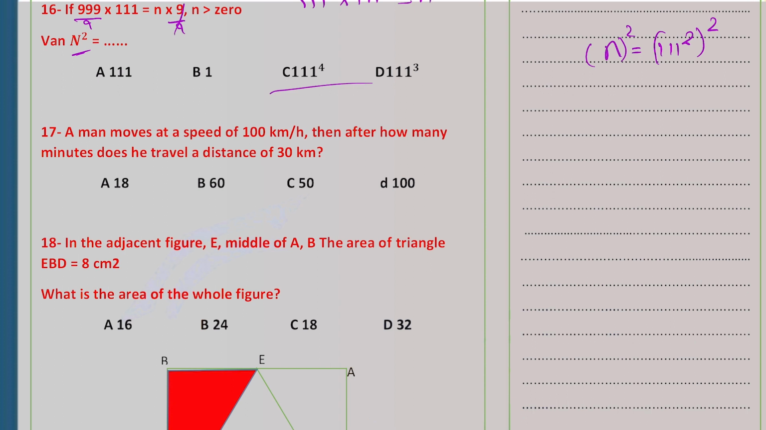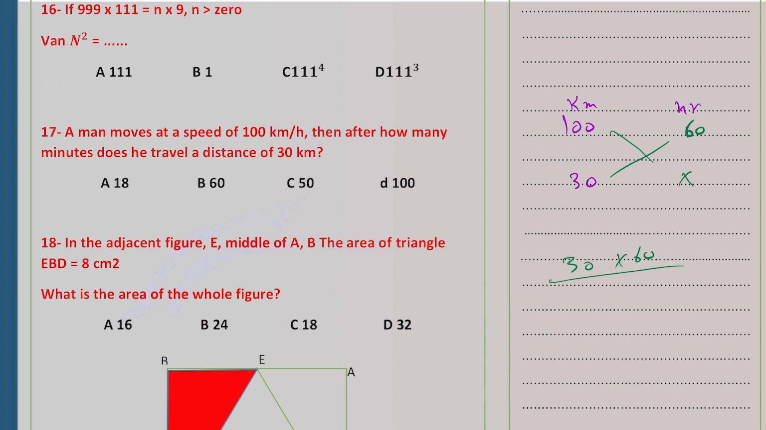Question number 17. Now a man travels at a speed of 100 kilometers per hour. How many minutes does it take him to travel 30 kilometers? Okay, he said minutes. I should write here 60 minutes, and I can write here x and use cross multiplication, of course. It will be 30 times 60 divided by 100. Take 0 and 0, take 0 and 0, it will be 18 minutes.